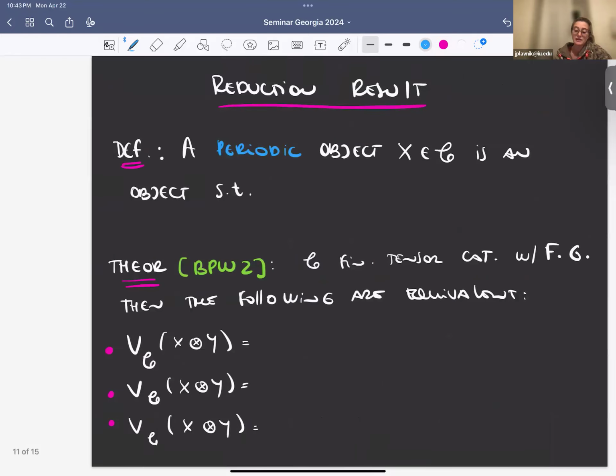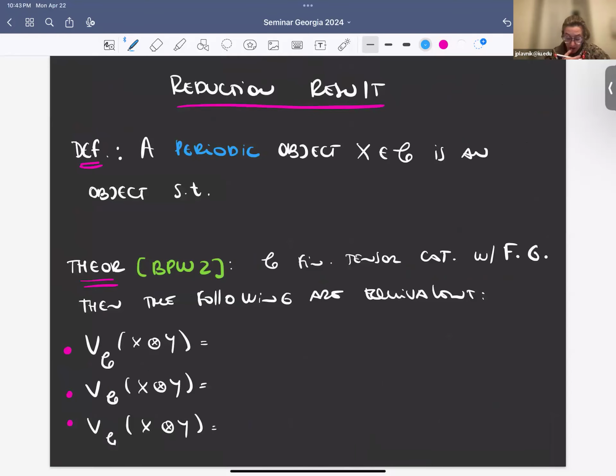So maybe let me tell you a little bit about the new results that we have. The first result is a reduction result. So we want to prove, or we want to know when this tensor product property holds. What we prove with Peter and Sarah in the follow-up paper was that if you know that for a certain class of objects that are in principle easier to work with, the property is true, then it's true for any other object. So that's one of the results.